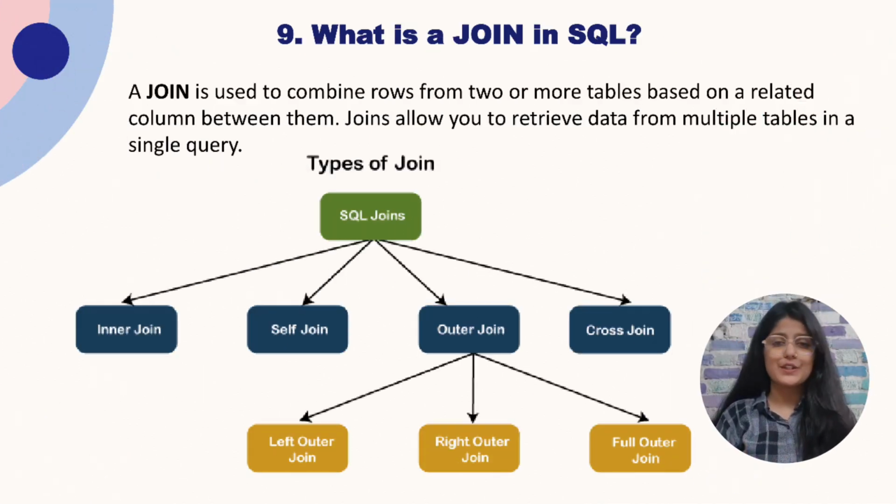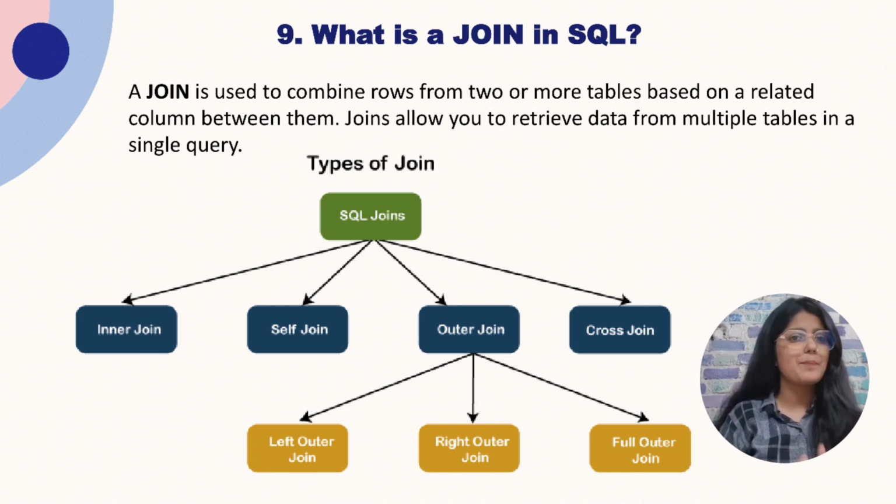Now the ninth question is: what is a join in MySQL? A join is used to combine rows of two or more tables based on a specific or related column between them. In SQL, join is a technique used to combine rows from two or more tables based on the related column between them. It allows you to retrieve and display data from multiple tables in a single query result. This is particularly useful when your data is spread across different tables and you want to bring the data together to analyze or report on it.